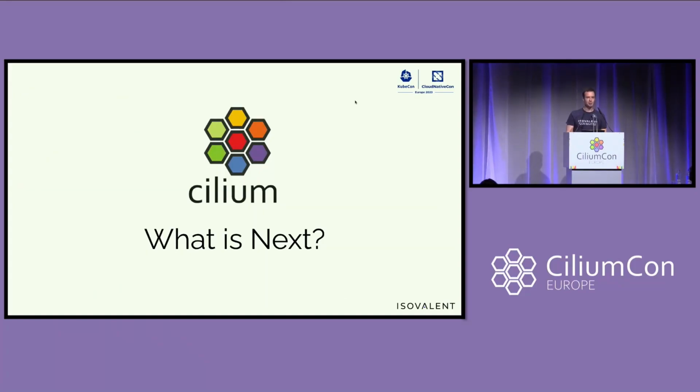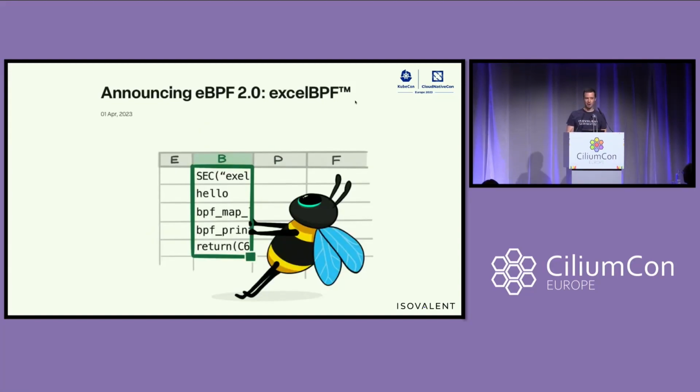What is next? We saw the story up to this point, and Cilium has grown quite a bit. What is the next step for Cilium? It's eBPF 2.0, right? With eBPF for Excel. I'm not hearing any complaints. No, check. Let's check the date. That was our April Fool's joke this year.